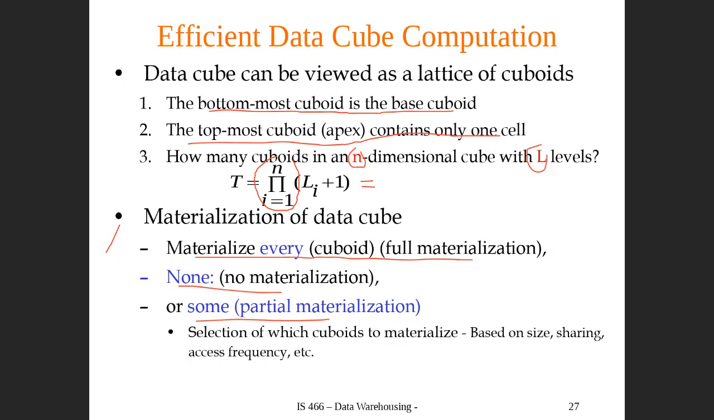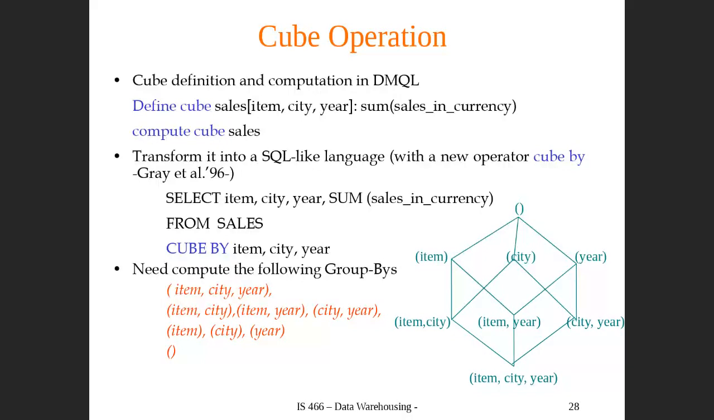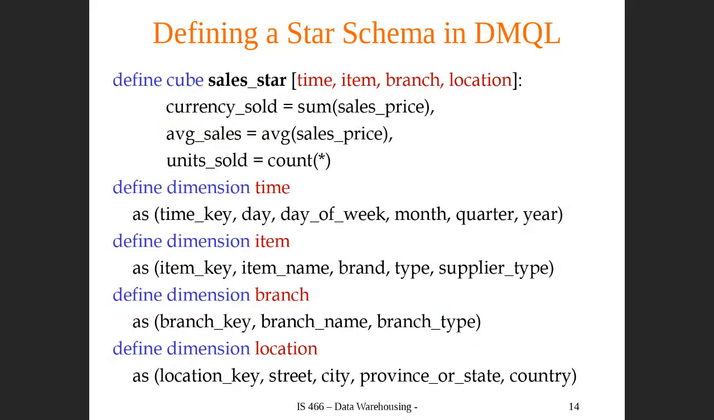Now coming back to the concept, let's talk about the different types of cube operations. Cube definition and computation use DMQL, the data mining query language. As I mentioned, the structure and syntax of DMQL is very similar to SQL, the structured query language, unless we have some other new operators. For example, define cube. Let me show you what we have discussed. Here we talk about define cube star, the different types of schemas we discussed in the previous slides.